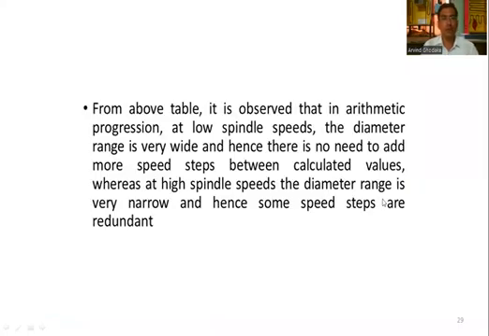Now from the above table, it is observed that with the arithmetic progression, at low spindle speed the diameter range is very wide, and hence there is a need to add more speed steps in the calculated values, whereas at high spindle speed the diameter range is very narrow, and hence some of the speed steps are redundant. So this is the conclusion of the arithmetic progression: at low spindle speed the diameter range is very wide, hence there is a need to add more speed steps, and at high spindle speed the diameter range is very narrow, and hence some of the speed steps are redundant.